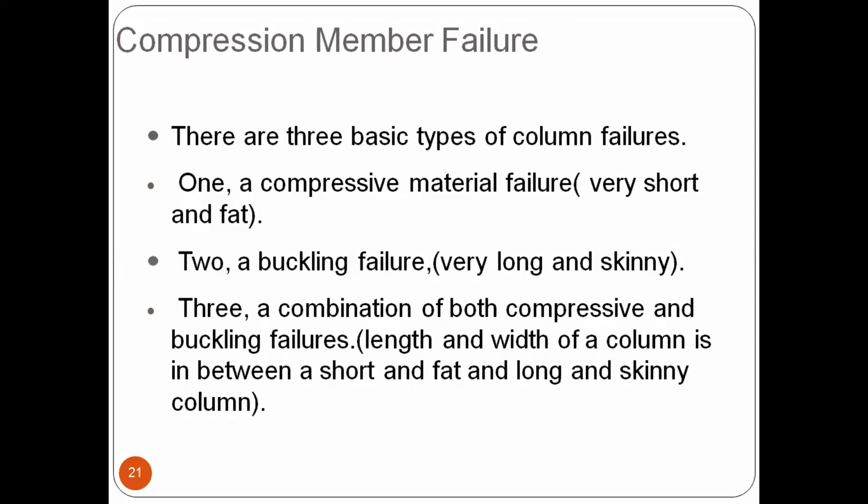So let's see the compression member failure. There are 3 basic types of column failures. One is material failure, which occurs in a short and fat column. The next one is buckling failure, and the third one is combined compression and buckling failure. The buckling always depends on the length and width of the column. That is what we are going to talk about, the slenderness. Slenderness in the sense of width to thickness ratio, that aspect ratio.